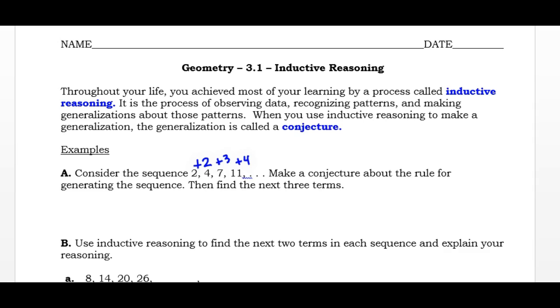So that's my conjecture. To get my next term, I'm going to do 11 plus 5. And then my next term would be 16 plus 6. And then my next term would be add 7 to that. So I think the next three terms are 16, 22, and 29.